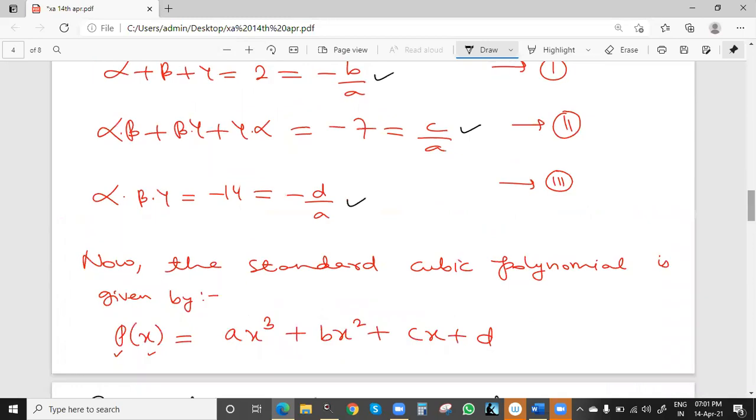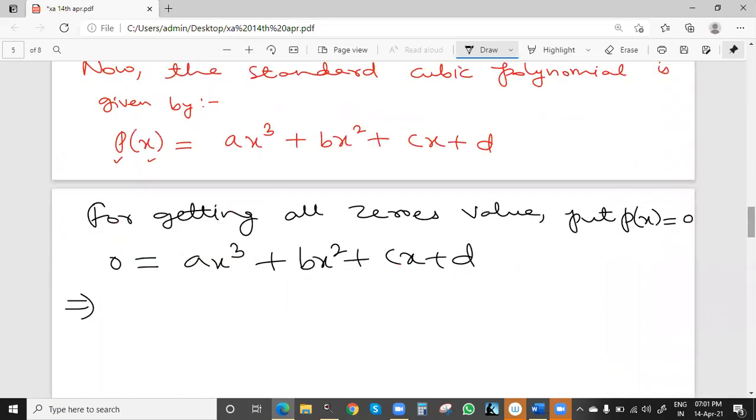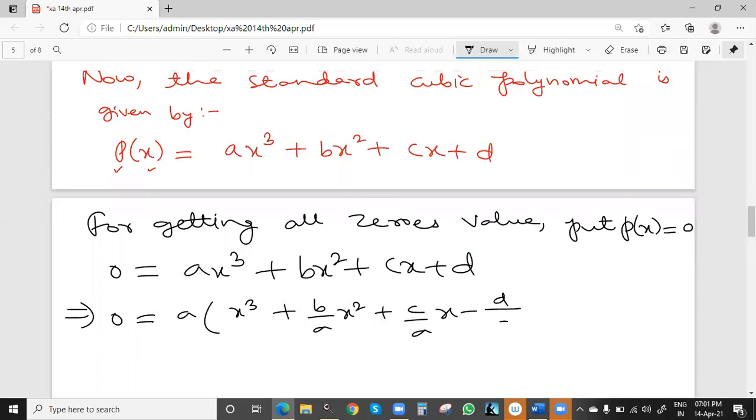We can say a common. So this will be 0 equal to a common, so this will be x cube only plus b by a x square plus c by a x plus d by a. Why have we taken a common?